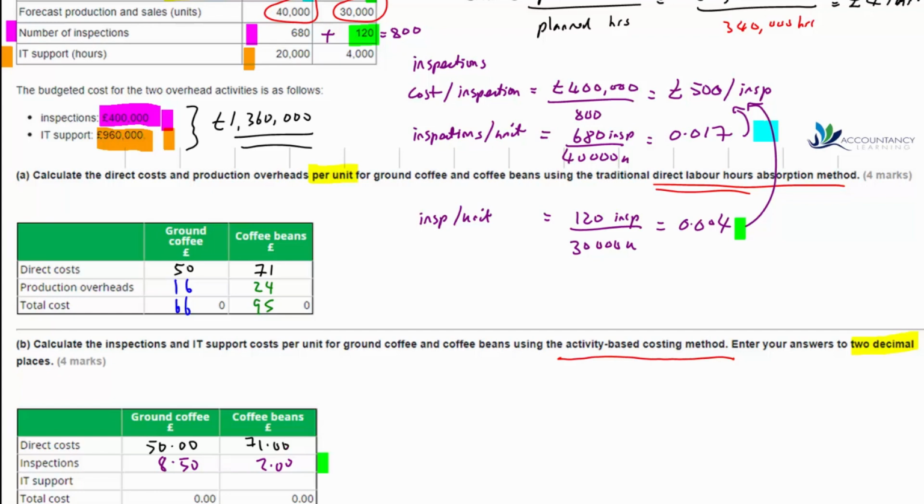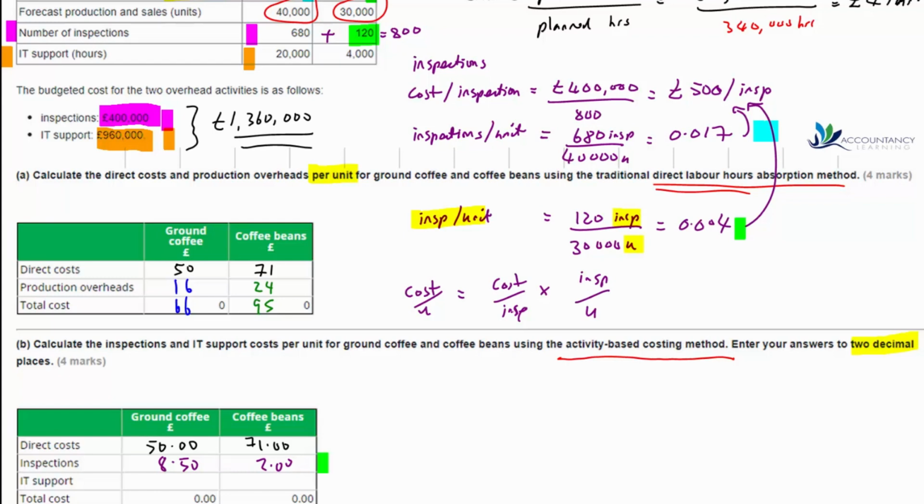So again, notice in our workings, we're trying to be really clear by writing down our inspections per unit. It's very easy to divide the wrong number by the wrong number, get it the wrong way around. But if you're physically writing inspections and units in your workings, you're less likely to do that. And we know what our cost per inspection is, so we want to know how many inspections there are per unit. Again, if we think about it in terms of that, we want to know what is our cost per unit, and that's going to be the cost per inspection multiplied by the number of inspections per unit.